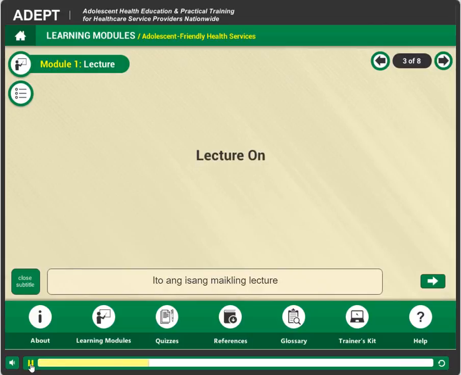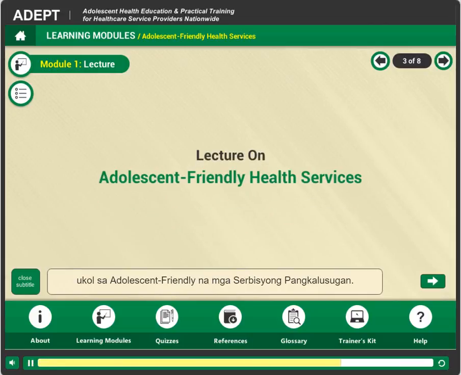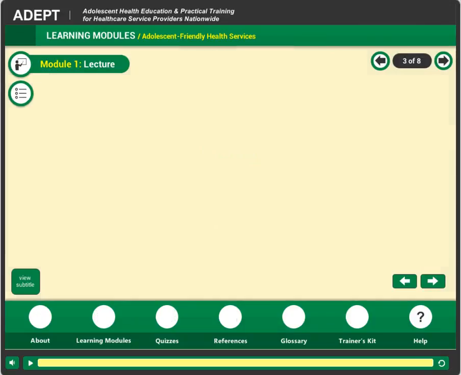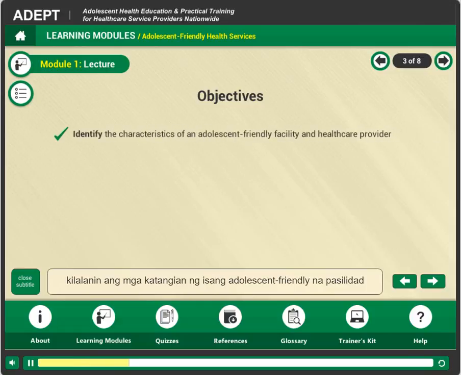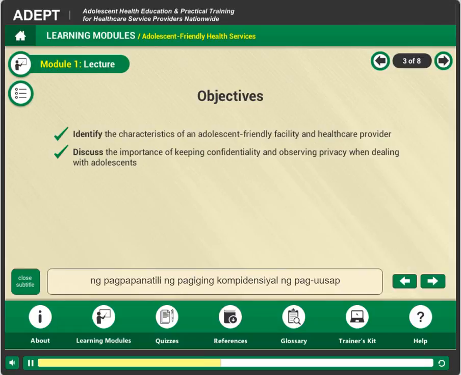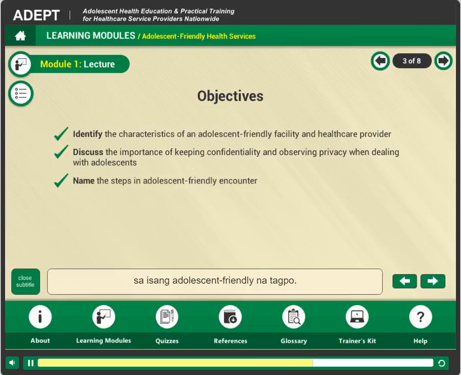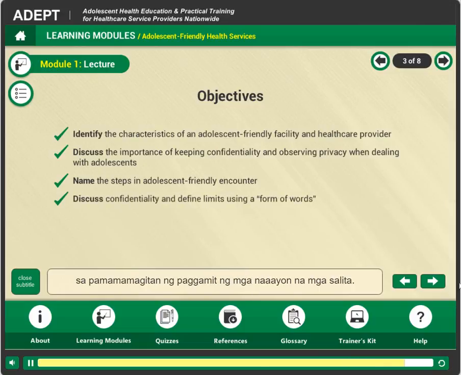Here is a short lecture on adolescent-friendly health services. Before we proceed, let us first review the objectives of this module. First, identify the characteristics of an adolescent-friendly facility and healthcare provider. Second, discuss the importance of keeping confidentiality and observing privacy when dealing with adolescents. Third, name the steps in an adolescent-friendly encounter. And fourth, discuss confidentiality and define its limits using a form of words.